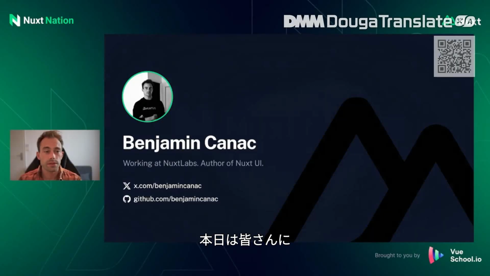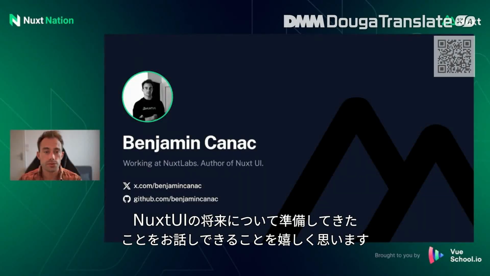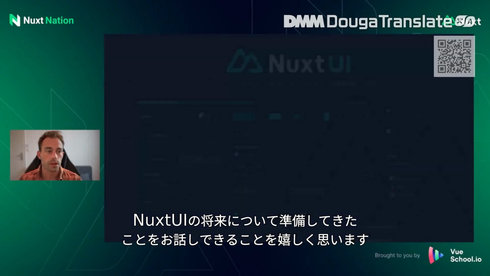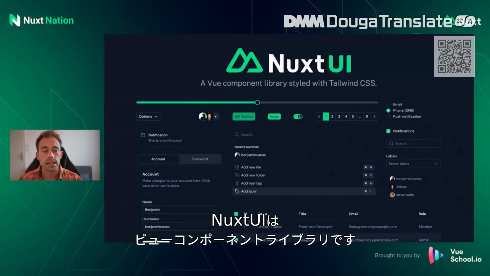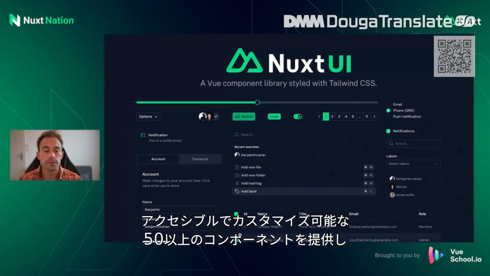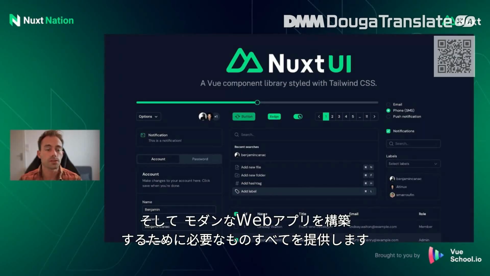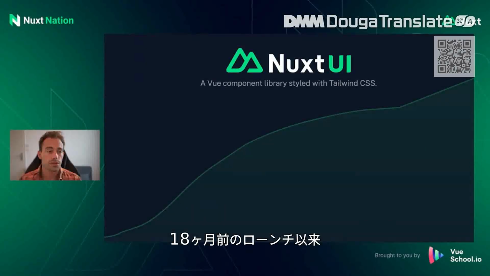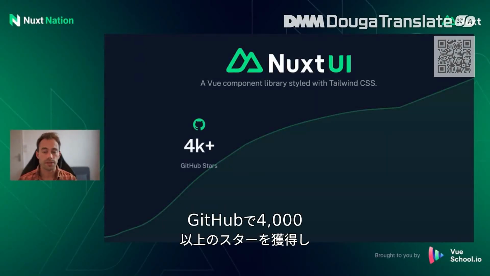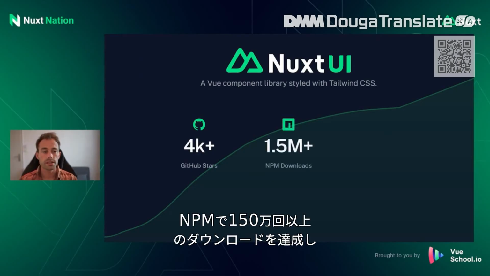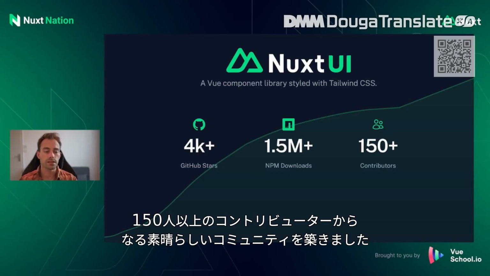I'm excited to share with you today what we've been cooking up for the future of Nuxt UI. Nuxt UI is a Vue component library. It comes with over 50 accessible and customizable components styled with Tailwind CSS, and it provides everything you need to build modern web apps. Since its launch 18 months ago, we've reached over 4,000 GitHub stars, more than 1.5 million NPM downloads, and we've built an amazing community of over 150 contributors.